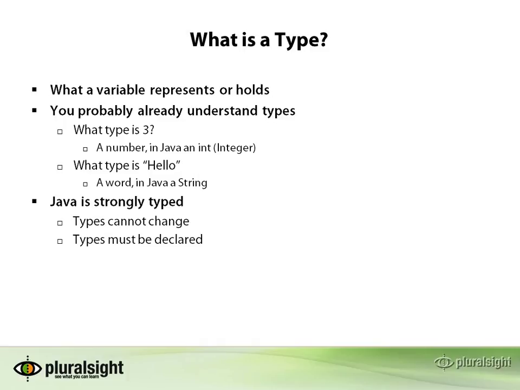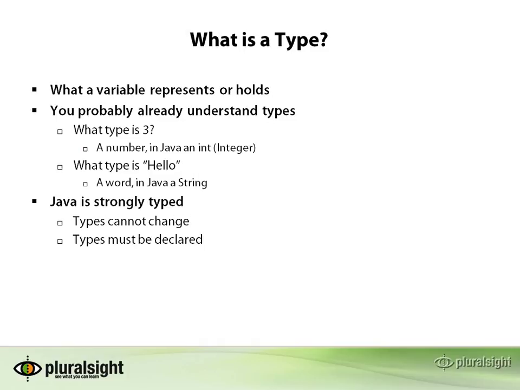You probably already have somewhat of a concept of types. If you're programming in another language, for sure you would know what a type is, but if you haven't, you still probably have some concept of types. If I said what type is 3, you might say, well, it's a number. In Java, it would be called an int or an integer. And if I said to you, what type is hello? You might say, well, it's a word. And in Java, it would be a string.